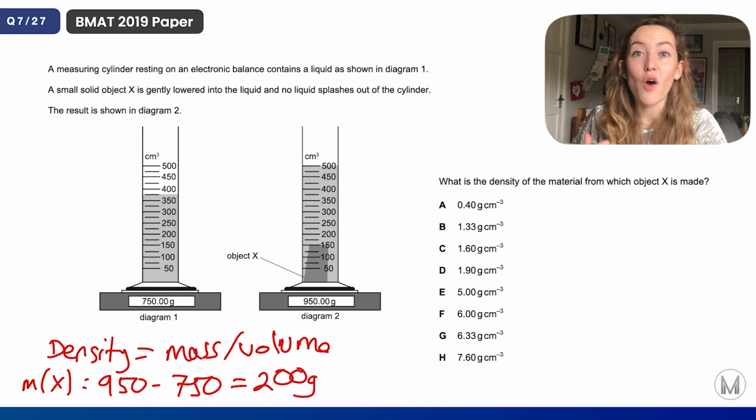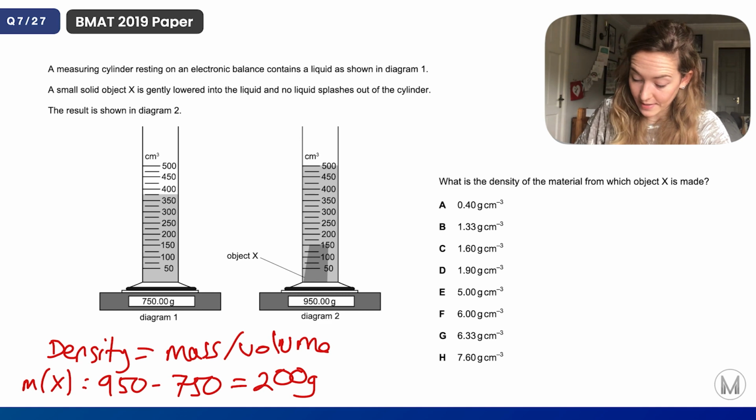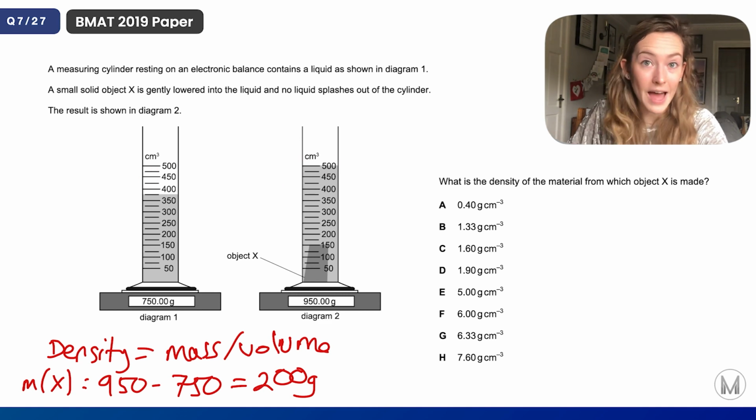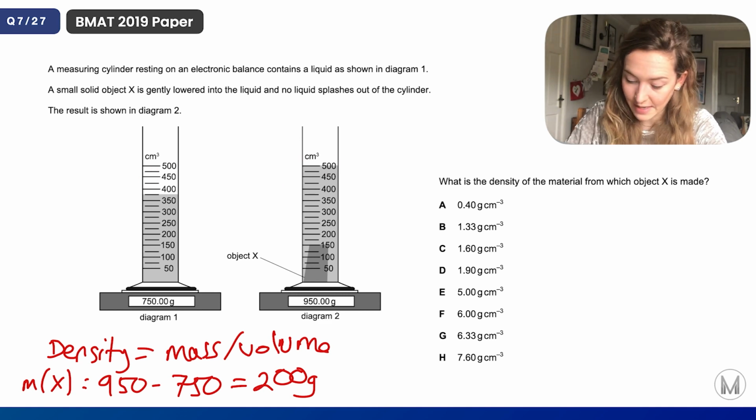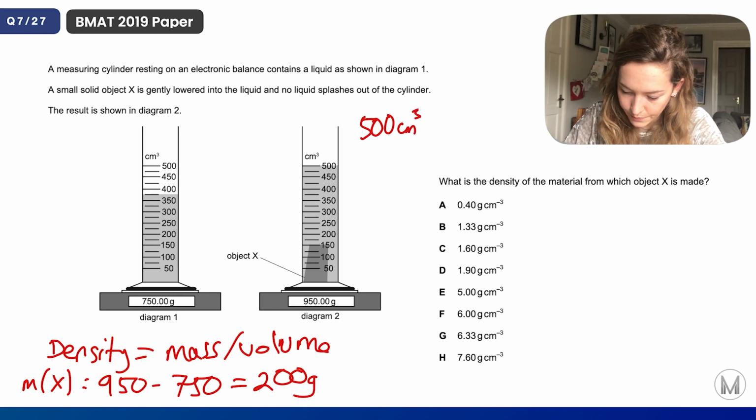And then we can find our volume in a similar way. So we can subtract our volumes that have been displaced. And it specifically says that no liquid was lost from our cylinders. So if we are going to subtract our volumes, 500 centimeters cubed of diagram 2 minus the 375 centimeters cubed in diagram 1 is 125 centimeters cubed.